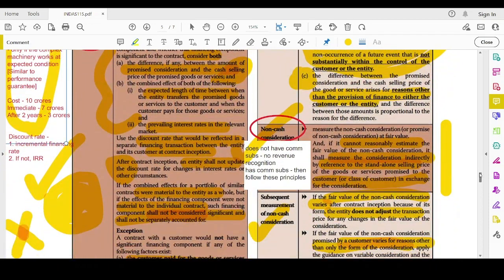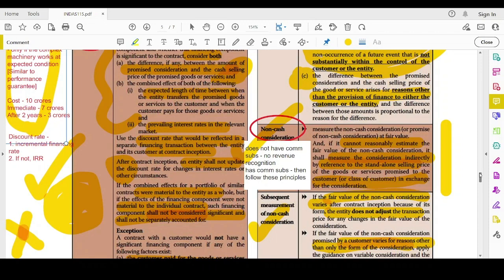Non-cash consideration. Measure the non-cash consideration at fair value. Here we have to check whether the transaction has commercial substance. In the case of the Raymond dealer A and Raymond dealer B transaction, there is a barter system. It is also a non-cash transaction, but doesn't have commercial substance. Since the original transaction was not recorded itself, there is no revenue recognition which should occur.